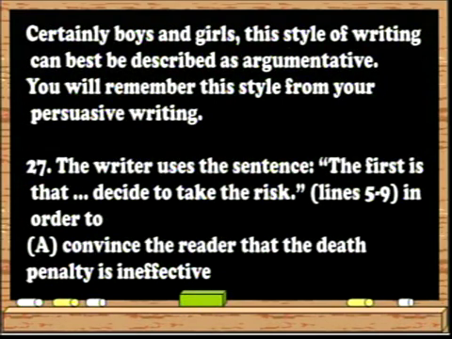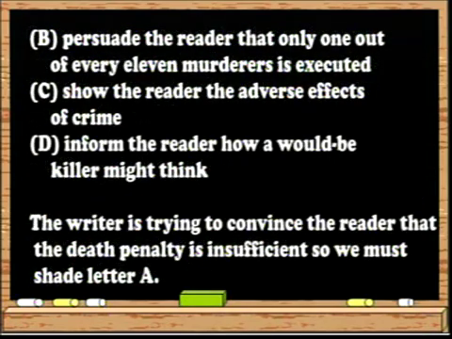27. The writer uses the sentence, "the first is that, to decide to take the risk," lines 5 to 9, in order to A. Convince the reader that the death penalty is ineffective, B. Persuade the reader that only 1 out of every 11 murderers is executed, C. Show the reader the adverse effects of crime, D. Inform the reader how a would-be killer might think. The writer is trying to convince the reader that the death penalty is insufficient, so we must shade letter A.